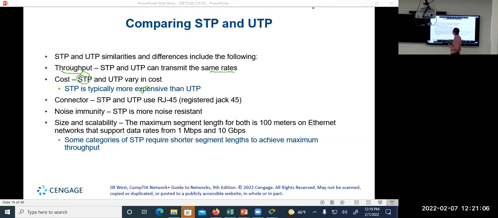And you have the noise immunity. This one is more noise resistant, right? You know that. And for size and scalability, the maximum segment length for the board is 100 meter. You cannot transmit it more than that.